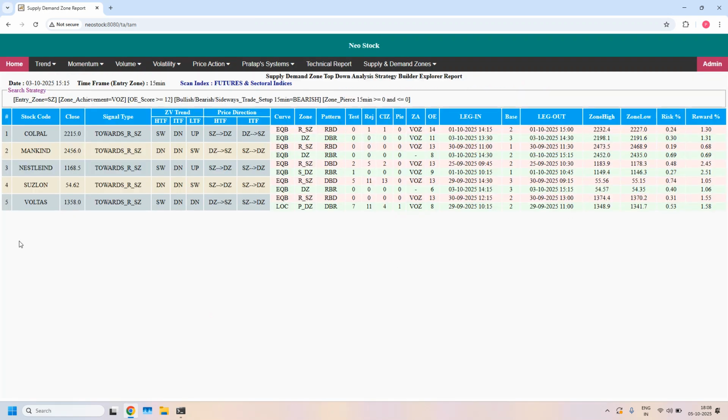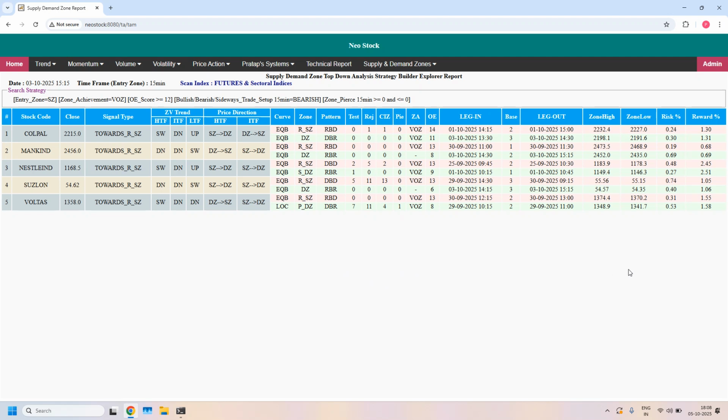These 5 stocks are supporting the bearish trade setup for, not weekly, daily income trade. Bearish trade setup for daily income trade because the entry time frame is 15 minutes. Entry zone, supply zone. And all the entry time frame zones are 15 minutes supply zones. So in total we got 5 stocks. Out of these 5 15-minute supply zones, how many have more high probability to succeed?